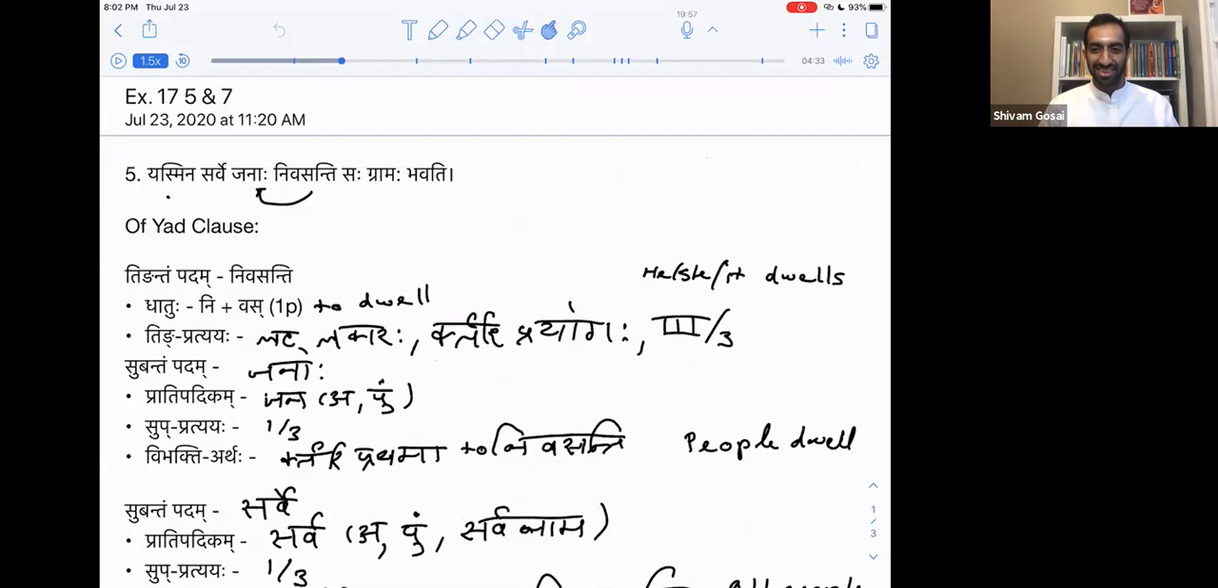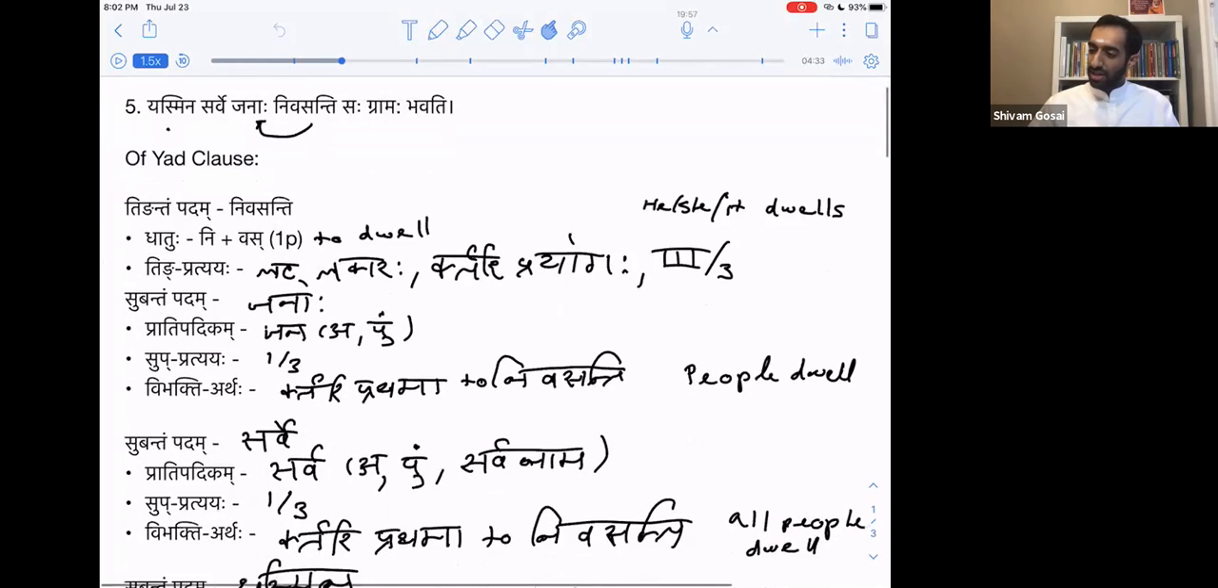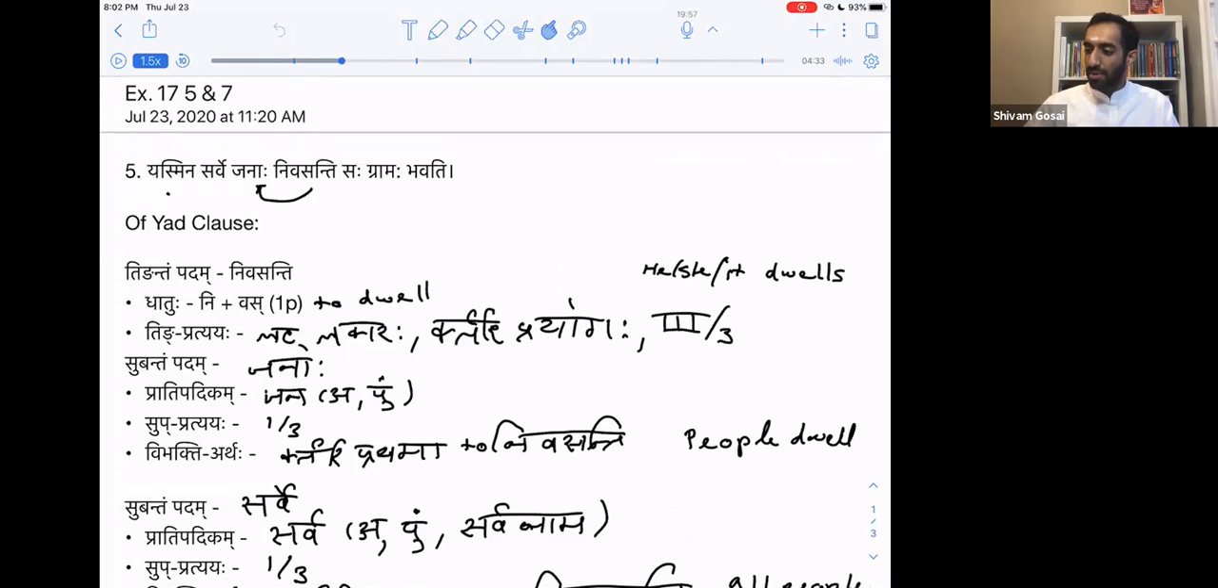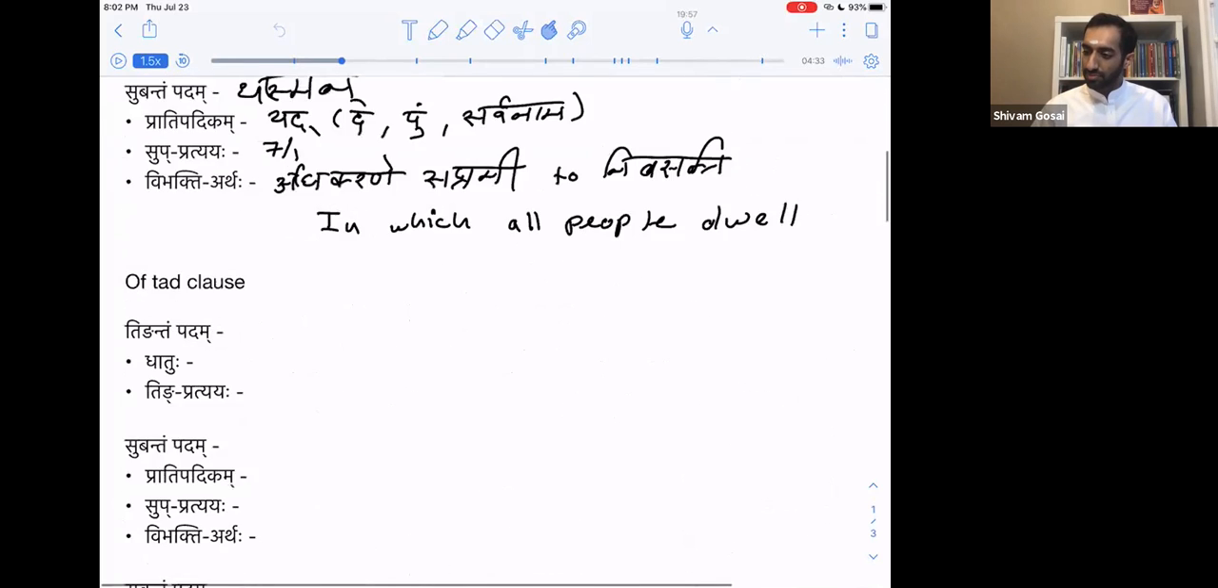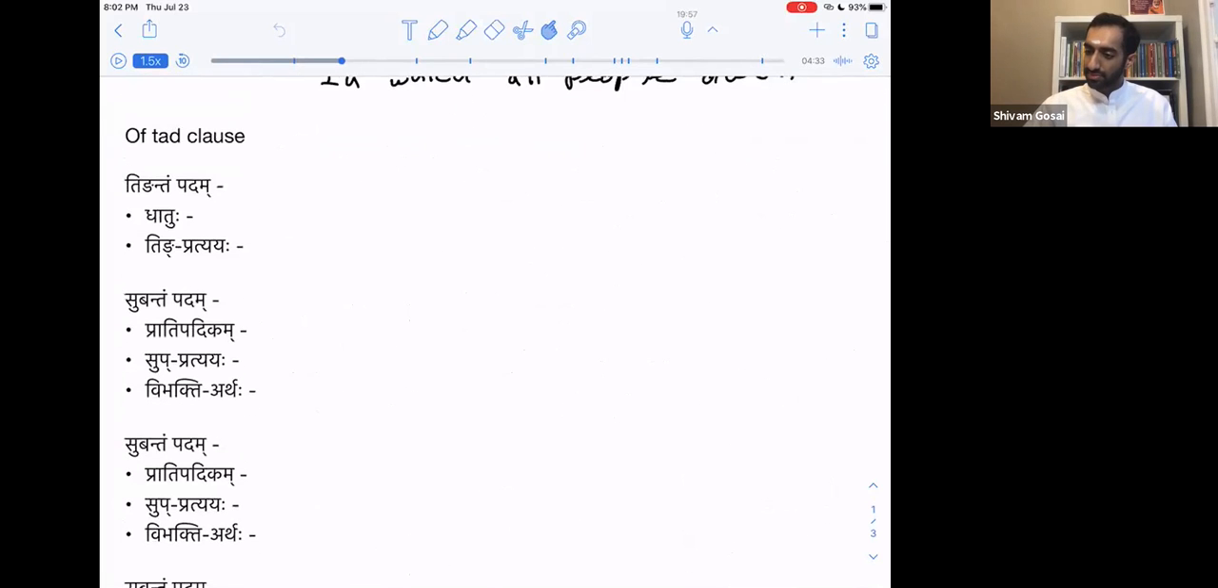Okay. In which all people dwell, now let's remember this. Saha gramaha bhavati. That much we have, is our tad clause. So we're going to go for that. Okay, so we want to pick up the verb, saha gramaha bhavati.